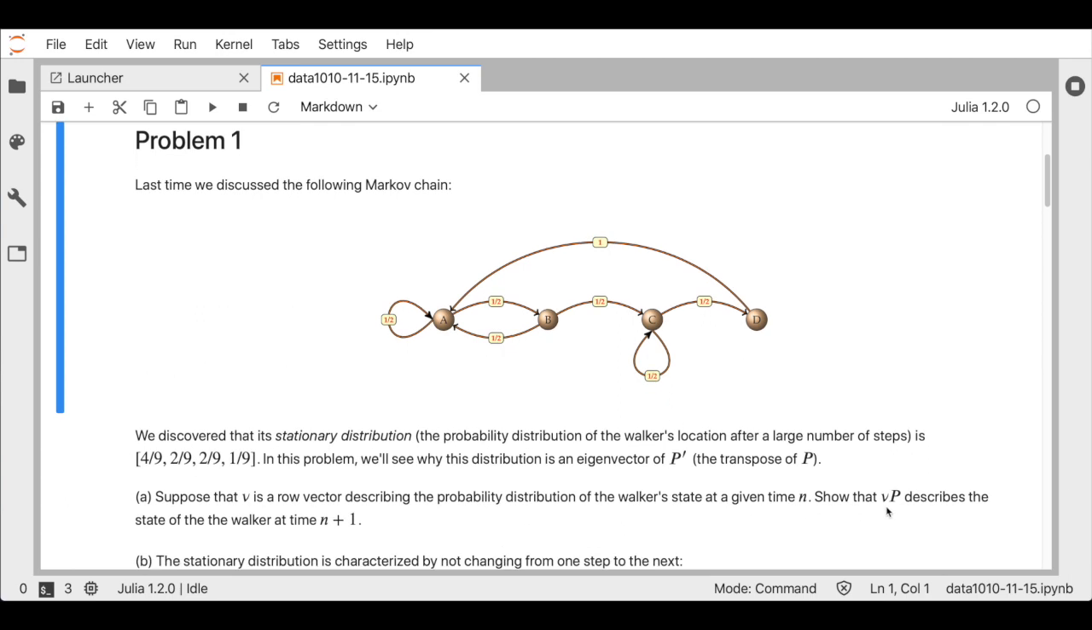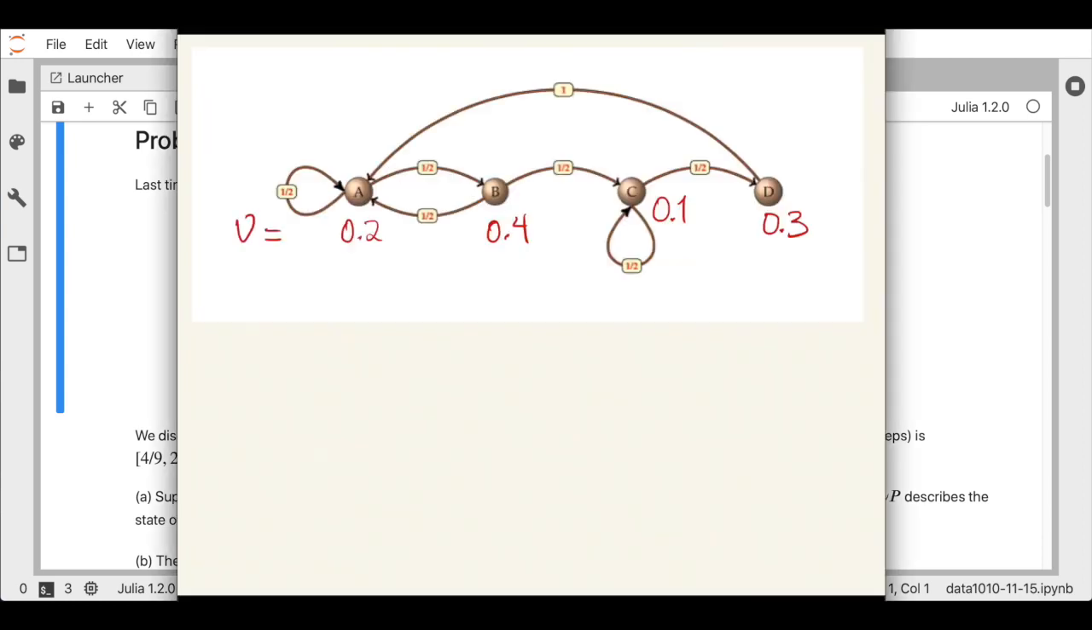And part A asks us to show that if we multiply nu on the right by P, then we get a probability distribution describing our probability of being in each state at the next time step. So for example, suppose nu is equal to 0.2, 0.4, 0.1, 0.3. So I'm saying I'm going to choose my state according to this distribution, and I want to know after I take another step, incorporating this randomness as well as the randomness of the step, what are my probabilities of being in each state?